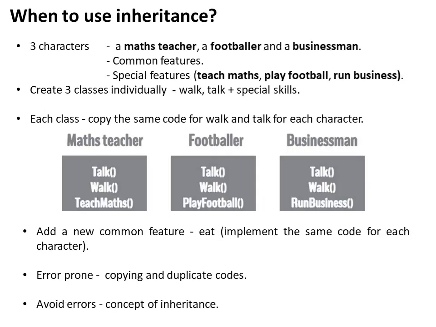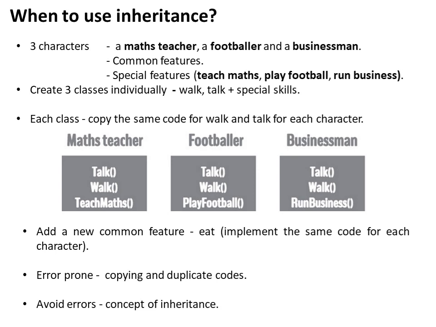Here comes another example where the usage of inheritance is insisted. Suppose in a game there are three characters, say a maths teacher, a footballer and a business person. Since all the characters are humans, they can walk, talk, eat and drink. Apart from this, they also have their special skills, where a maths teacher can teach maths, a footballer can play football and a business person can run a business. You can individually create these three classes who can walk, talk and perform their special skills. In each of the classes, you would be copying the same code for walking and talking for each character.